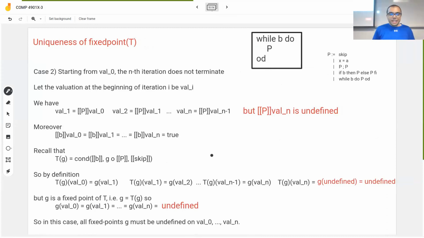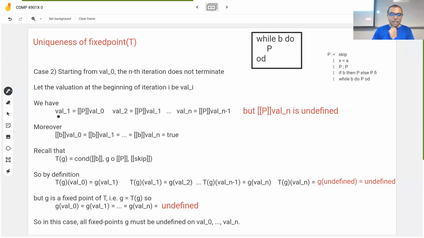Case 2 is that I start from val 0 and I do this while loop, but then the nth iteration of the while loop does not terminate. So the nth time that I get into running P does not terminate. It just goes on forever. Okay. What do I have in this case?